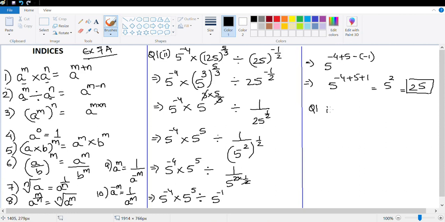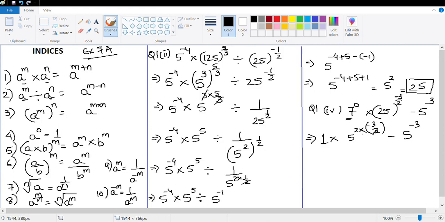Question number 1, part 4. 7 to the power 0 multiplied with 25 to the power negative 3 by 2 minus 5 to the power negative 3. So 7 to the power 0, any number to the power 0 is 1. So 1 multiplied with 25 can be written as 5 square multiplied with the power which is negative 3 by 2 minus 5 to the power negative 3.